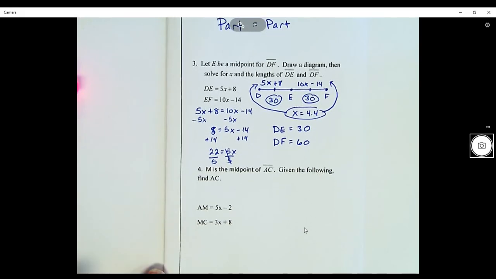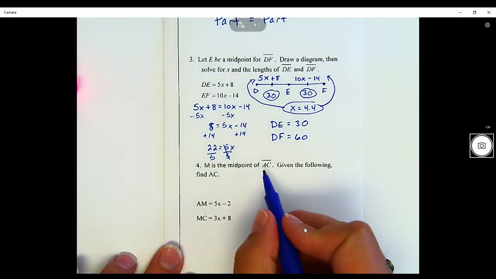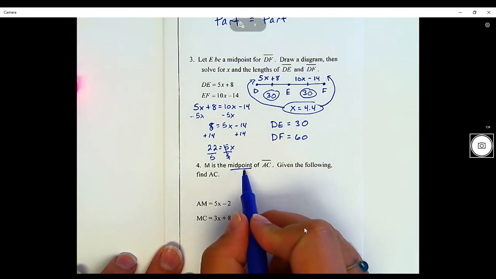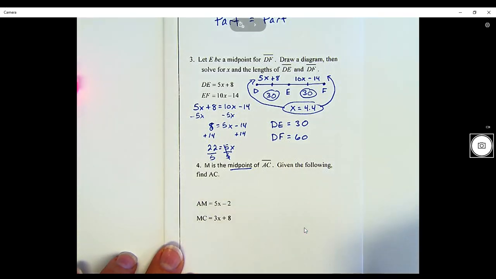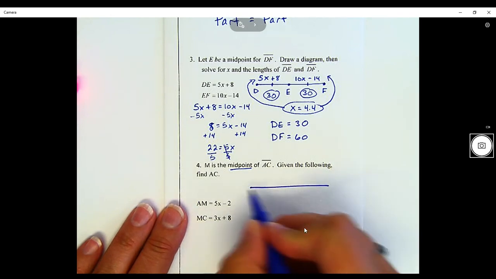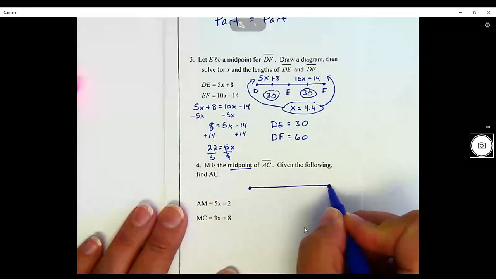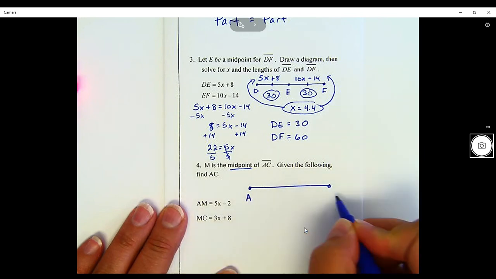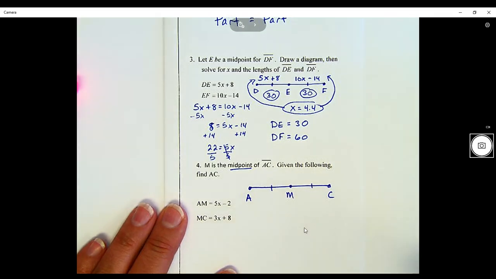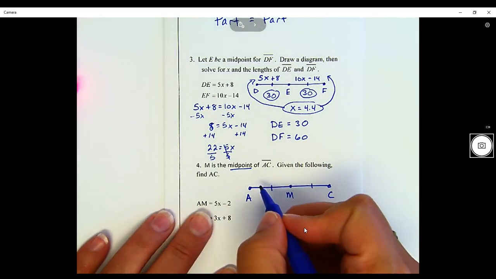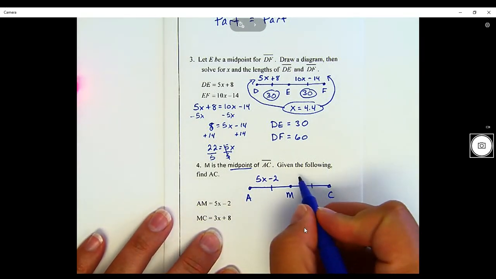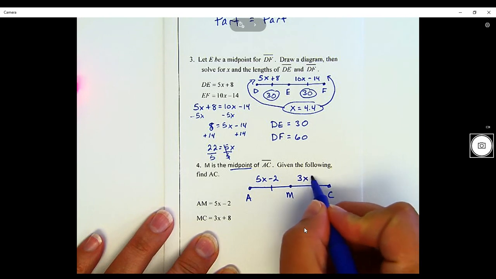All right, next example. M is the midpoint of AC. Now look, it told me right there in the problem that M is a midpoint. Given the following, find AC. So I'm going to draw a picture because I think it's a lot easier to visualize this if you have a drawing that you can go off of. So A and C are the endpoints, and we know that M is the midpoint, and these two segments are congruent. Now what they gave me was AM, so 5x minus 2, and MC, which has got to be this part over here, 3x plus 8.